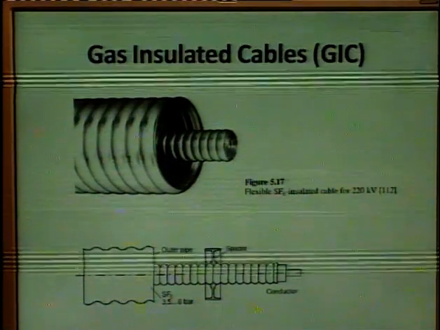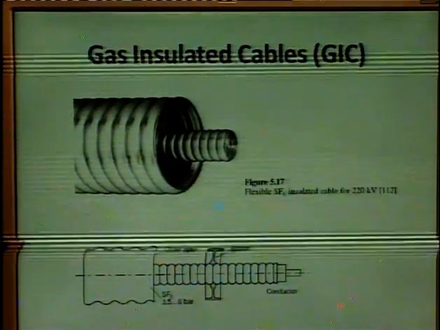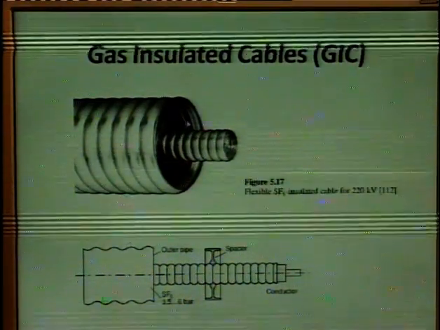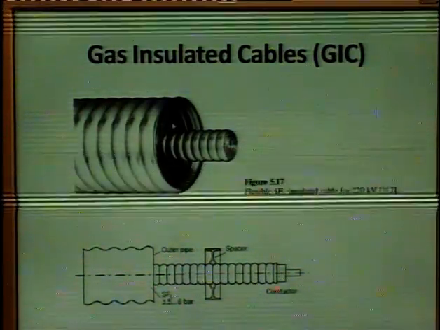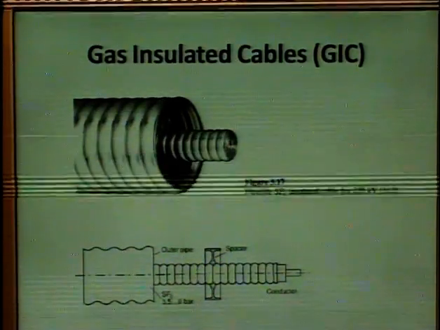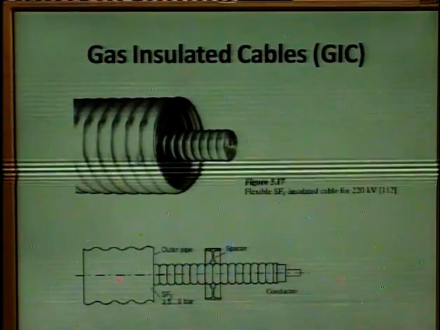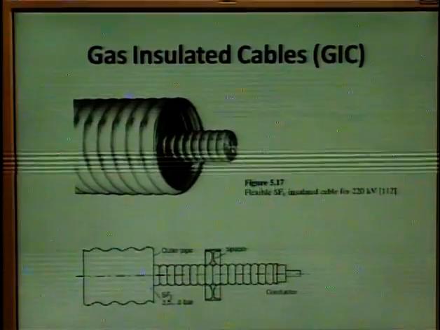So this is the gas insulated cables, GIC. You can see the diagram. This is the outer pipe in which SF6 gas is filled at 3 to 5 or 6 bars of pressure. Then it has the spacers. You can see in this diagram, this is the outer pipe which is shown over here. Then this is the conductor, we can see in the inner part.